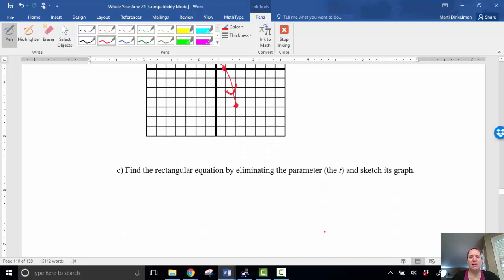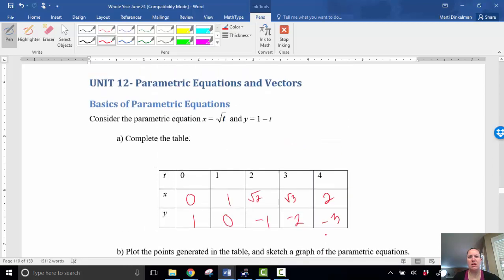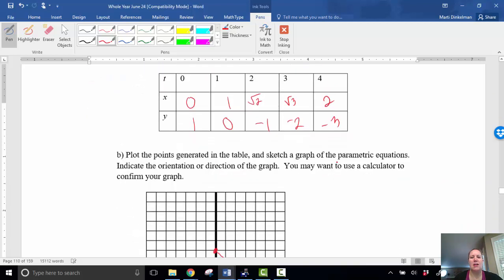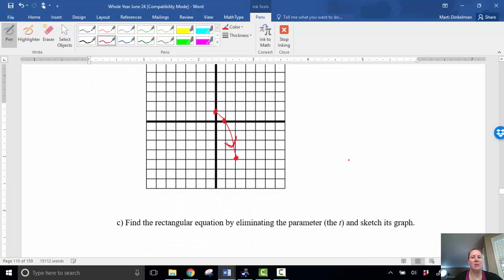Now, one of the things they might ask us to do is eliminate the parameter. That's eliminating the t value so that we can figure out what this was in regular coordinates. So I'm just going to come back up here to do that. I think it's going to be helpful here to solve for t. If I square both sides, I get the value for t, and then I can come over here to the y equals and say, oh, that's 1 minus x squared. Let's take a quick peek at our graph and say, oh yes, it does look like an upside down parabola.